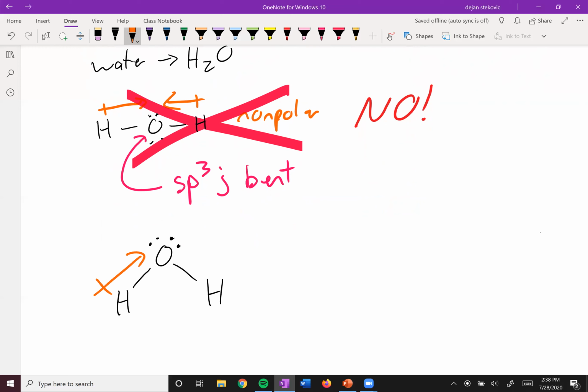And so you can see these dipoles now face approximately the same direction. And so there's a net dipole pointing up. And so it is polar.